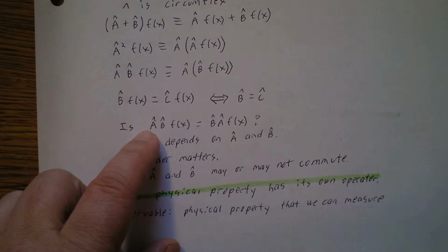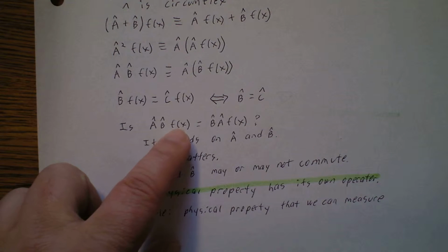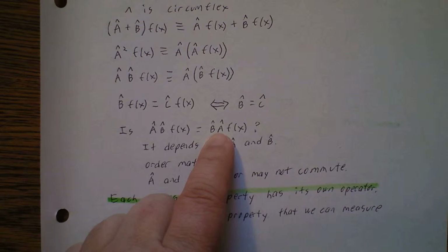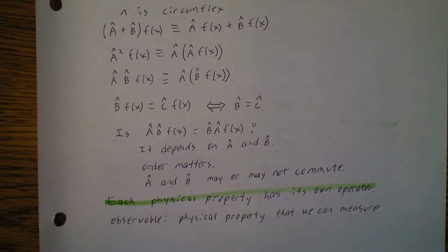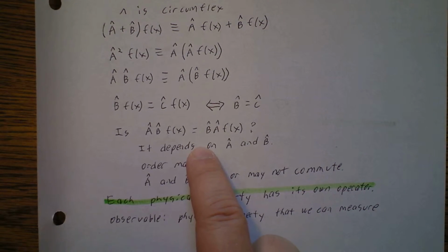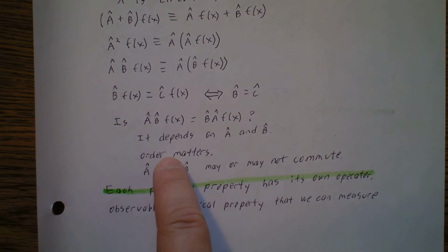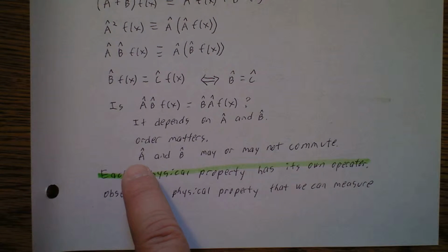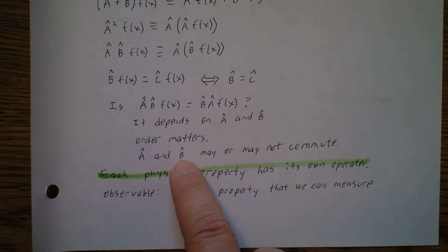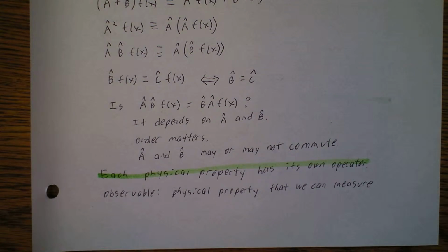So here's the question. Let's say we have A circumflex of B circumflex of f of x equal to B circumflex of A circumflex of f of x. Are these two equal? They can be. It depends on what A and B are. Also, order does matter, but by coincidence it's possible they'll be the same. So A circumflex and B circumflex may or may not commute. Commuting means switching the order.